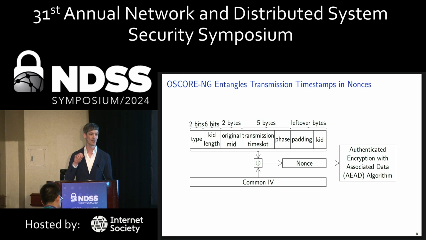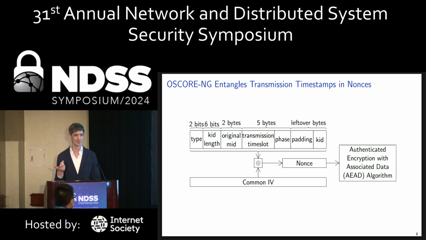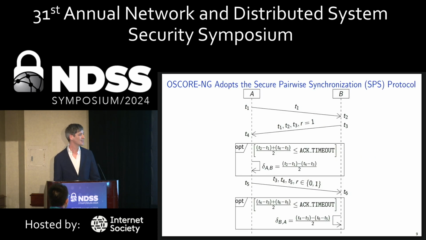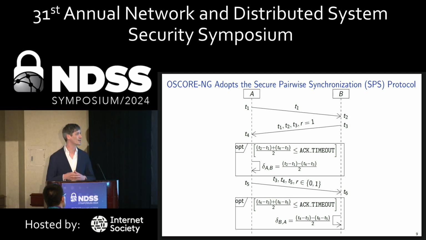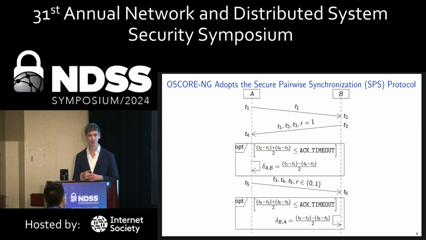But usually, we only transmit the phase information, so the fine-grained time information, along with the OSCAR-NG messages. And the time slot information has to be restored by the receivers. It's not explicitly communicated. And the way this is done is that we initially run a time synchronization protocol where we learn just the difference between the uptime of the sender and the receiver side using a short handshake. And this protocol we did not invent by ourselves, but we adopted a proven one from the literature called the secure pairwise synchronization protocol.